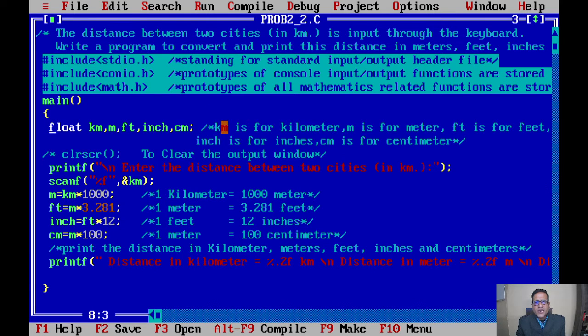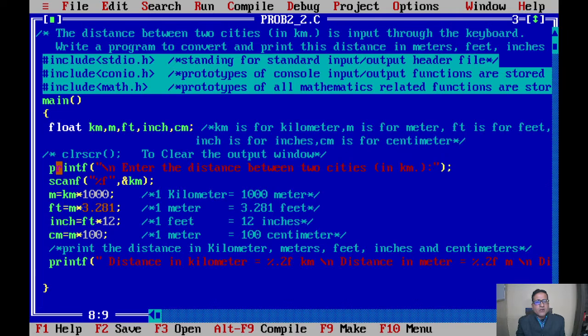We will take km for kilometers, m for meters, ft for feet, inch for inches, and cm for centimeters. This is good practice. I already told you to give comments saying why you are using these variables. From this comment any user can understand that km is for kilometers, m for meters, and likewise.